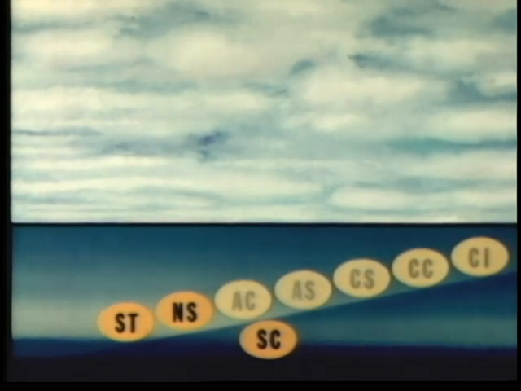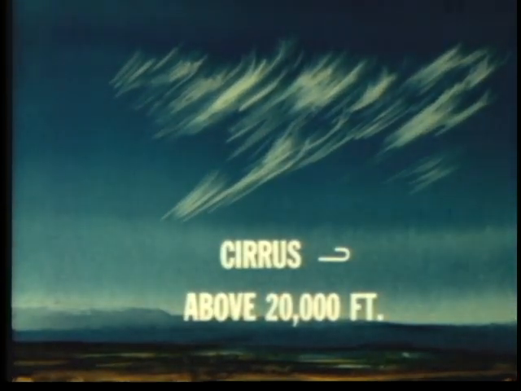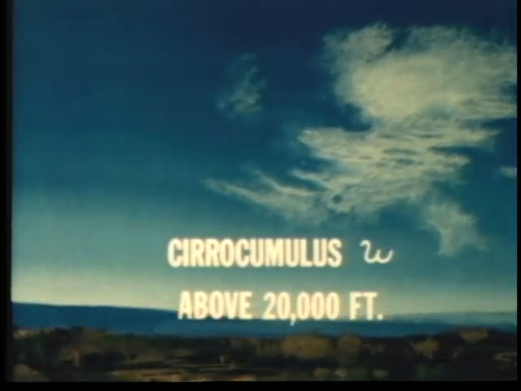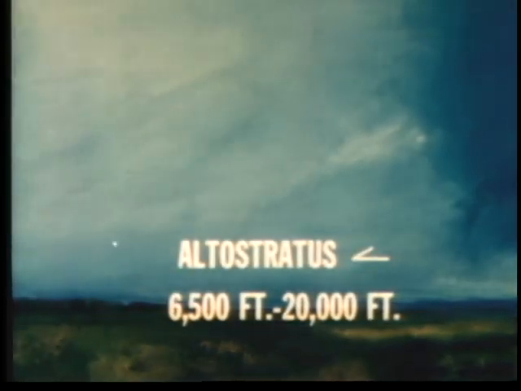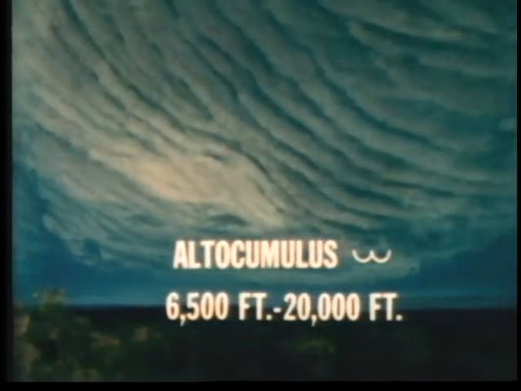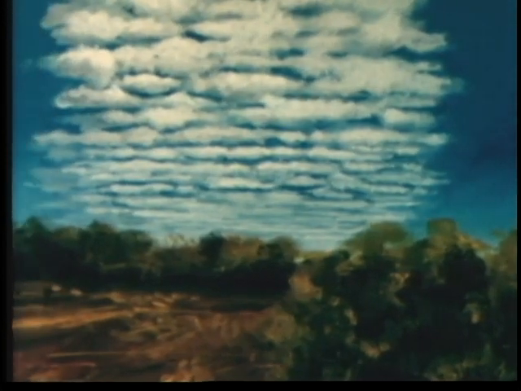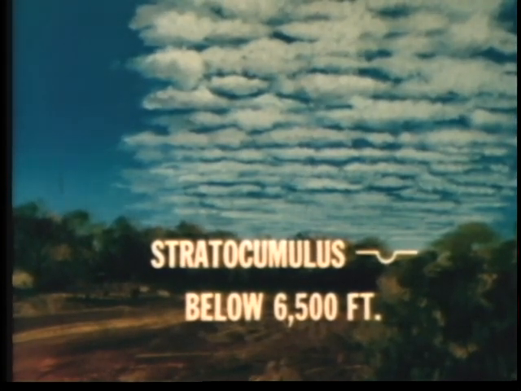Let's review these clouds and altitudes. Cirrus, above 20,000 feet. Cirrocumulus, above 20,000 feet. Cirrostratus, above 20,000 feet. Altostratus, 6,500 to 20,000 feet. Altocumulus, 6,500 to 20,000 feet. Nimbostratus, below 6,500 feet. Stratus, below 6,500 feet. Stratocumulus, below 6,500 feet.